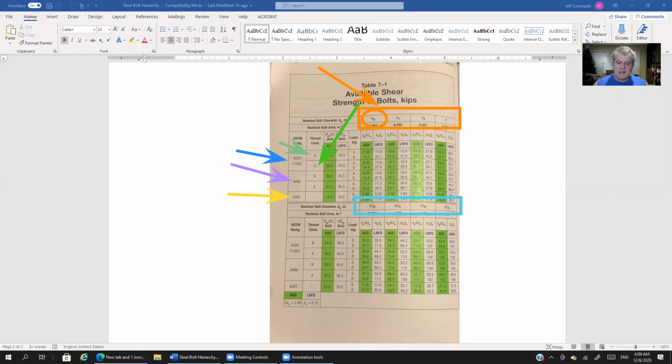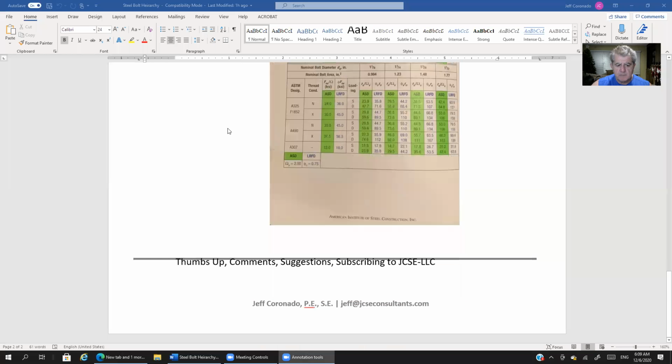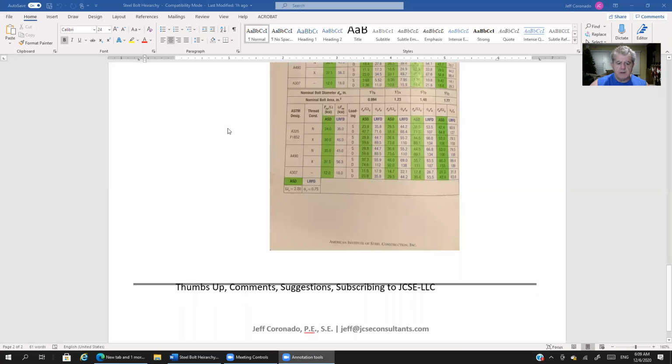Okay, so that's the hierarchy of steel bolts. Let me clear this and make sure we've covered everything. Yeah, that's it.